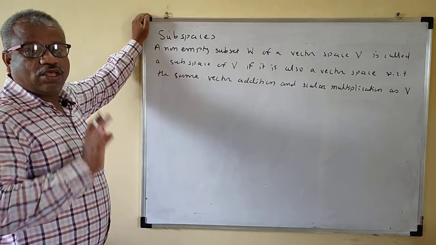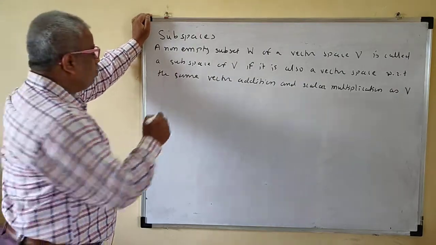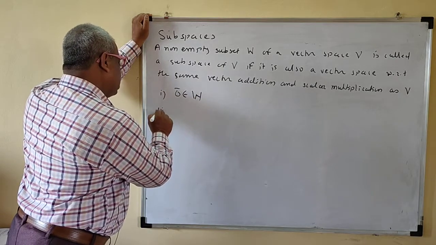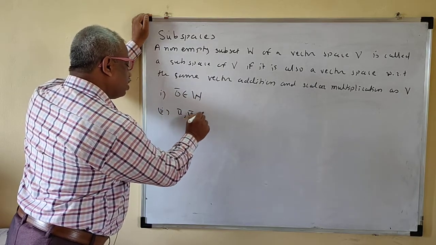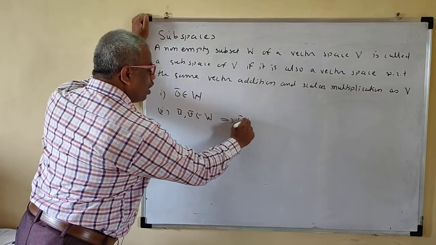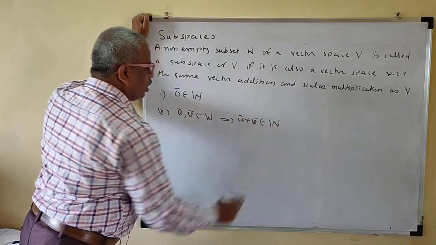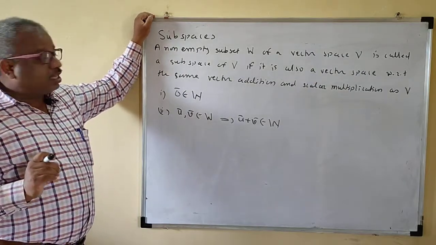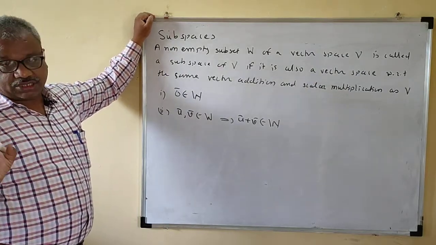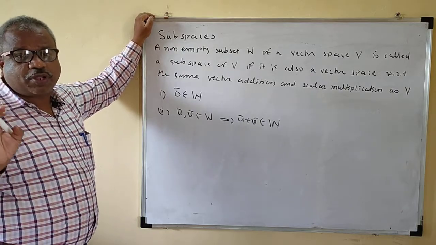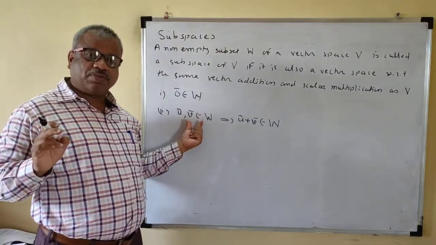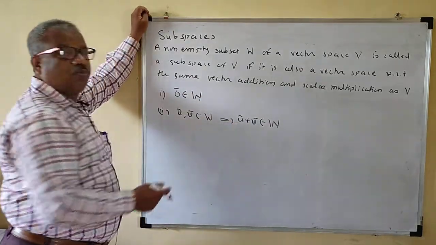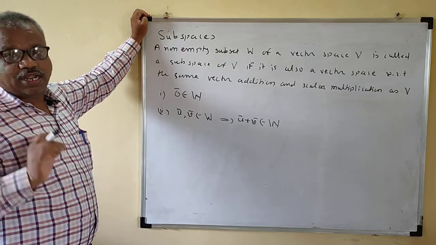So what are the criteria? First, W is not empty, that means 0 bar belongs to W. This is the first condition. Second, take any two vectors u bar and v bar from W and show that u bar plus v bar belongs to W. That means W is closed with respect to addition. When we say W is closed with respect to addition, whenever u bar, v bar belong to W, u bar plus v bar also belongs to W.